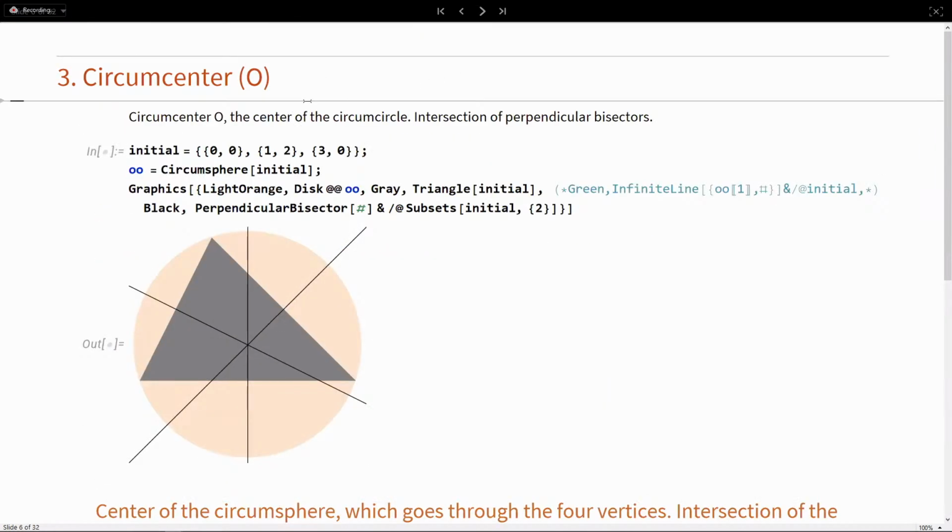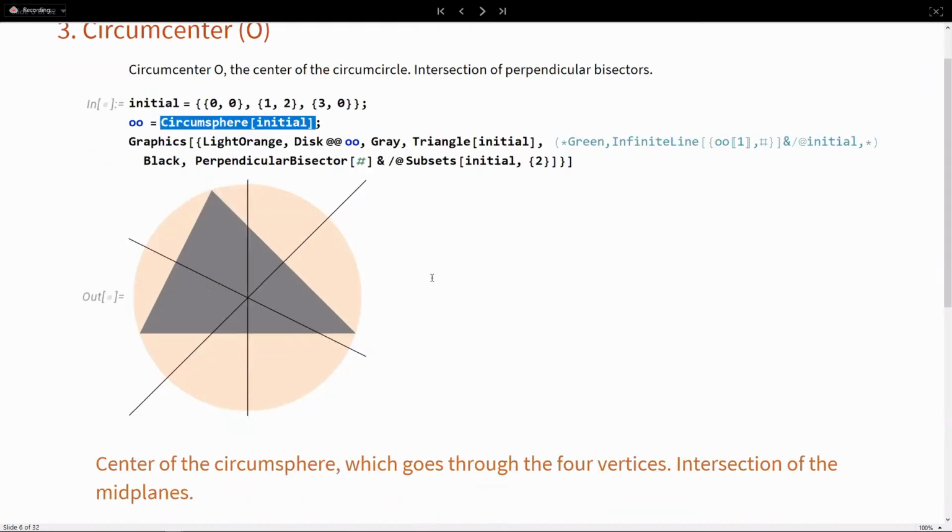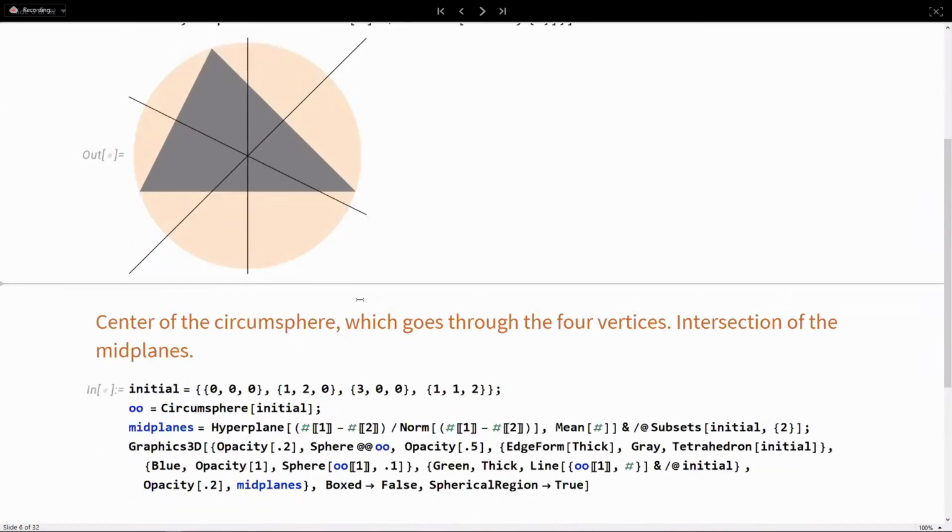The circumcenter of a triangle is where the perpendicular bisectors intersect. So here we have a triangle, and we've drawn the perpendicular bisectors for each side. For almost all of these, there's a really nice demonstration that you can play with. So here we have the circumsphere of this triangle.